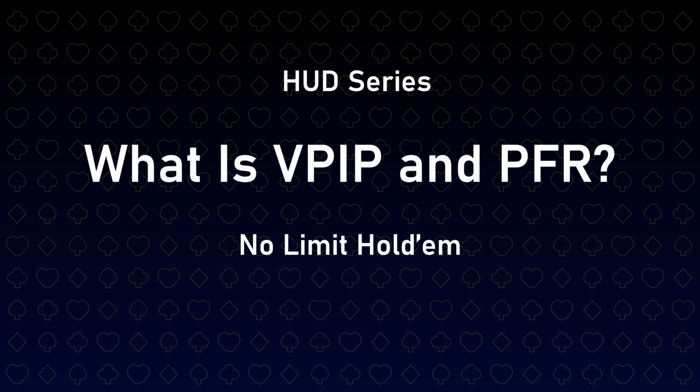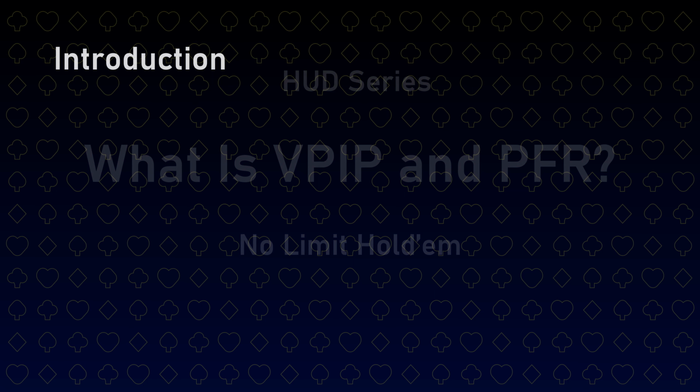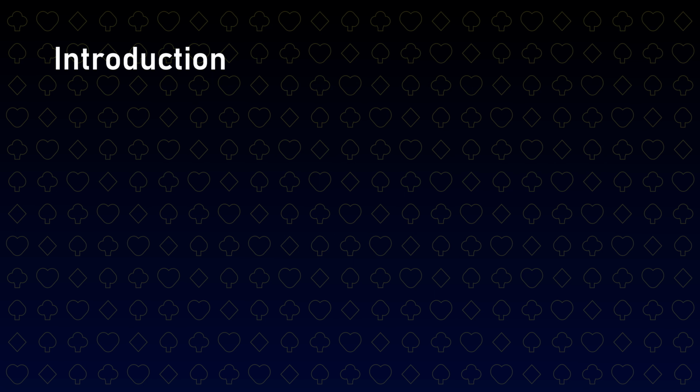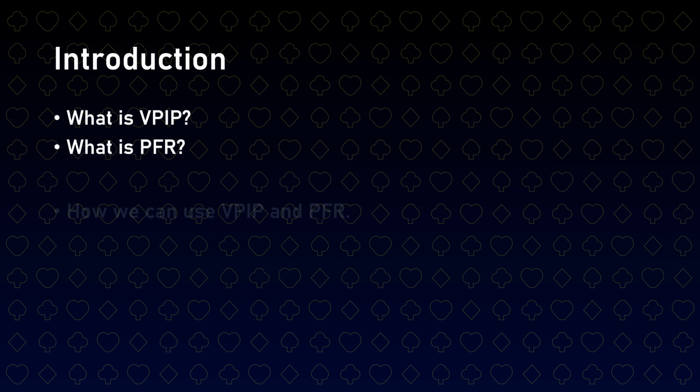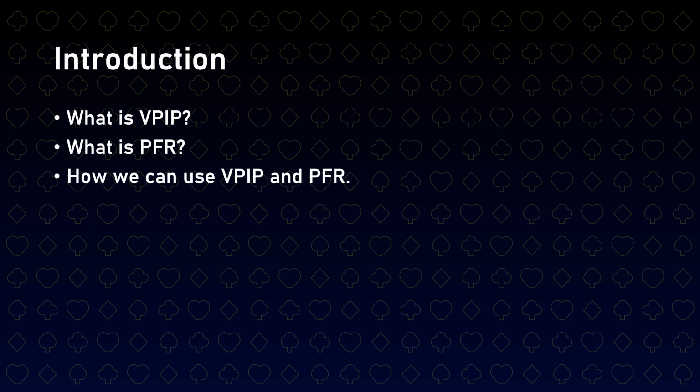This is part of our HUD series where we are looking at the different stats we can use in online poker. There are a few areas to cover in this video. We will start by looking at what VPIP is and what the numbers mean. We will then look at what PFR is, how that relates to VPIP and what the statistics tell us. Finally, we will discuss how VPIP and PFR can be used whilst playing.